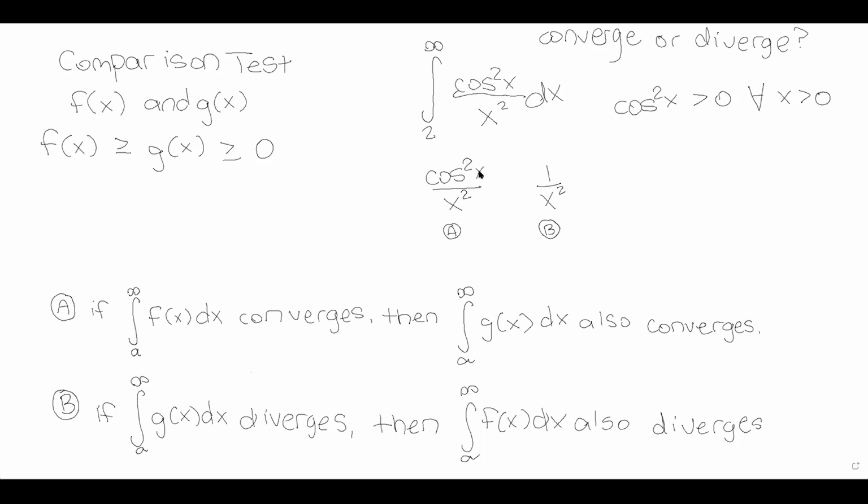knowing that cosine squared of x is going to be positive for all positive values of x, and we know we're only considering positive values of x. If we look at the integral, we're going from 2 all the way up to infinity. We're not including any negative values of x in our integral whatsoever, only positives, which means that both of these are only going to be positive values. We're not going to have any negative function values for any values of x in this particular problem.